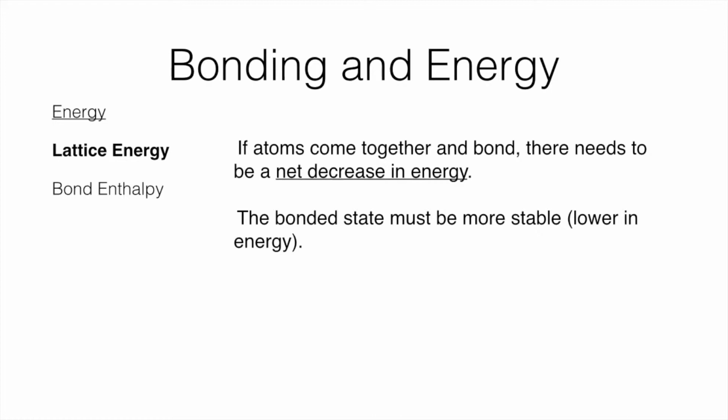So we must have a negative delta H for this type of reaction to occur, and then have a corresponding negative delta G. So our bonded state must be lower in energy than the unbound state, or else we wouldn't see bonding occur at all.